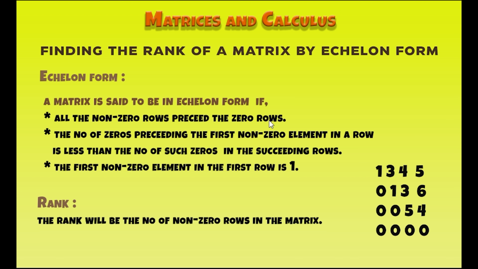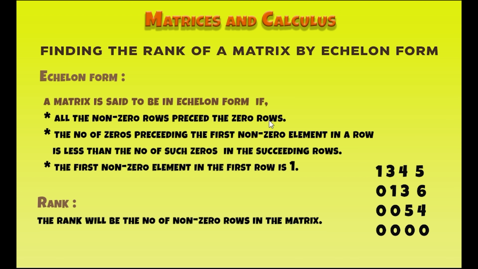So look at this matrix. Here we have no zeros. Here we have 1 zero, then 2 zeros, followed by 4 zeros. So the rows which contain more zeros are at the bottom, and the rows which contain fewer zeros are at the top. Now the next point.